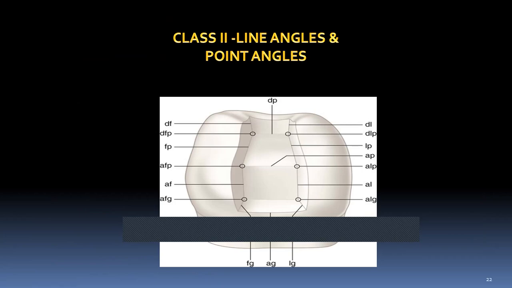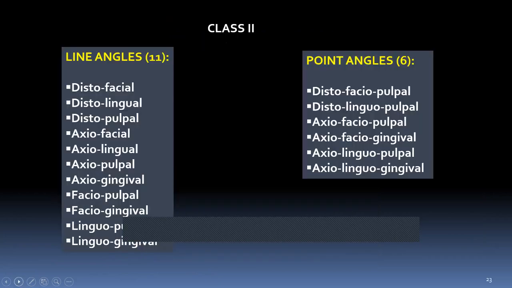For the class 2, this is the diagram showing the line angles and the point angles. The names, as we have seen in the other cases, explain themselves. So the line angles include the distofacial, distolingual, distopulpal, axiofacial, axiolingual, axiopulpal, axiogingival, then faciopulpal, faciogingival, linguopulpal, and the linguogingival. Point angles are 6 in number, which include distofaciopulpal, distolinguopulpal, axiofaciopulpal, axiofaciogingival, axiolinguopulpal, and axiolinguogingival.